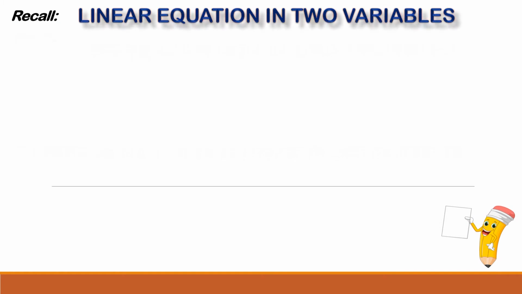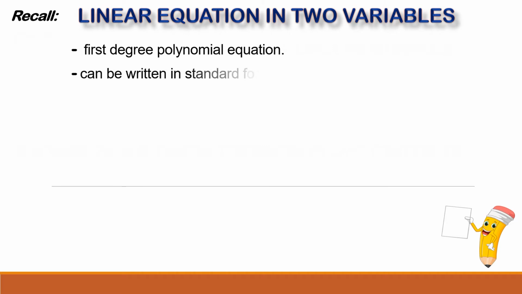By the way, what is the linear equation in two variables? The linear equation in two variables is a first-degree polynomial equation and can be written in two forms, the standard form and the slope-intercept form.